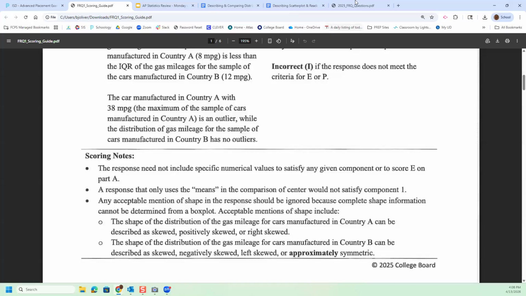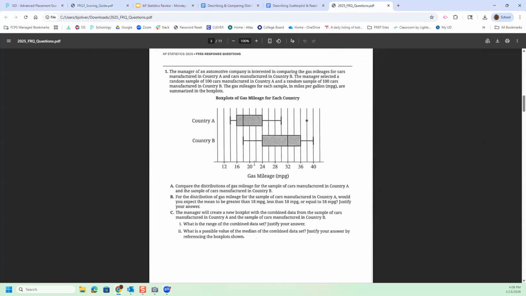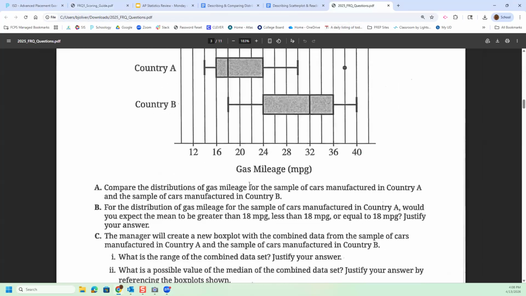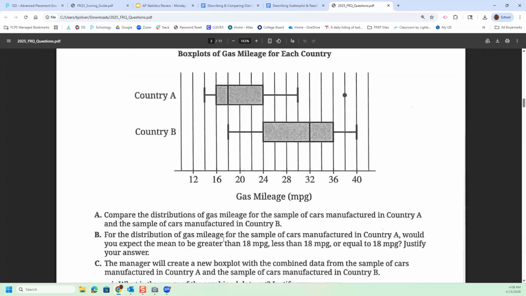Okay, so questions for me. Let's go back to the question. So, next question says, for the distribution of gas mileage, would you expect the mean for country A to be greater than 18 miles per gallon, less than 18 miles per gallon, or equal to 18 miles per gallon? So, let me be honest with you. If you're ever asked to answer a question like yes or no, increase, decrease, stay the same, even if you have no clue whatsoever what the answer is, pick one. Because if you randomly guess right, you might find your way to a half a point on a question.